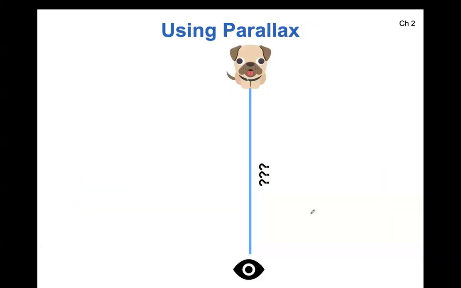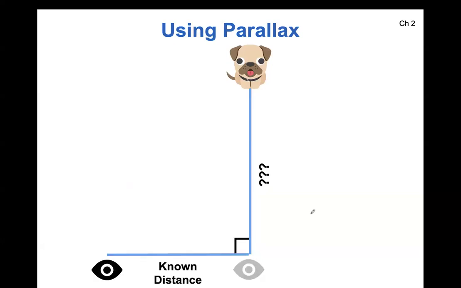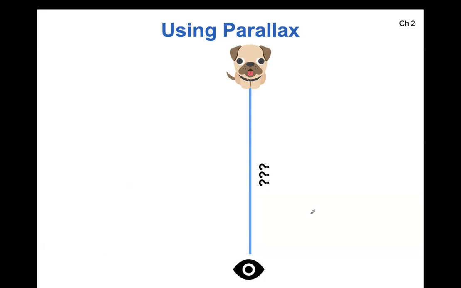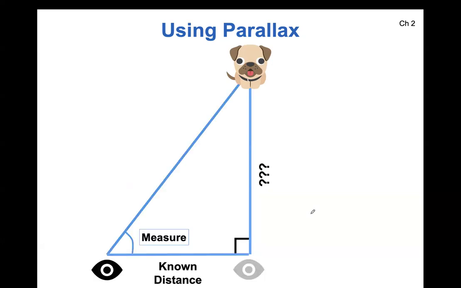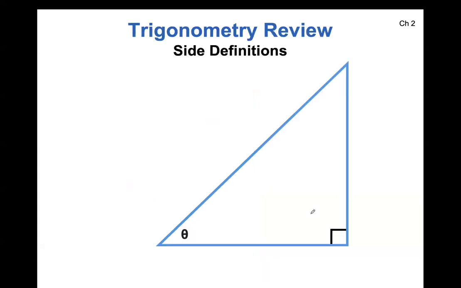All right, so here we have looking at a dog. You have a direct line of sight to the dog. Then you have a known distance to a different observing point. So you look directly at the dog, then you move to the left, a known distance, and then you can measure that angle and then calculate the distance.